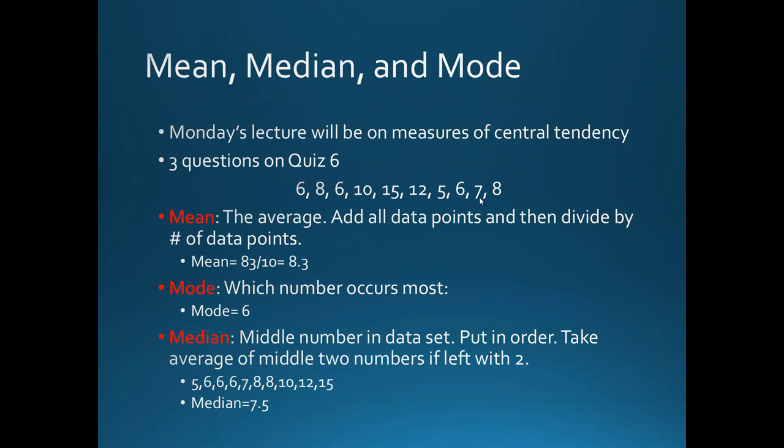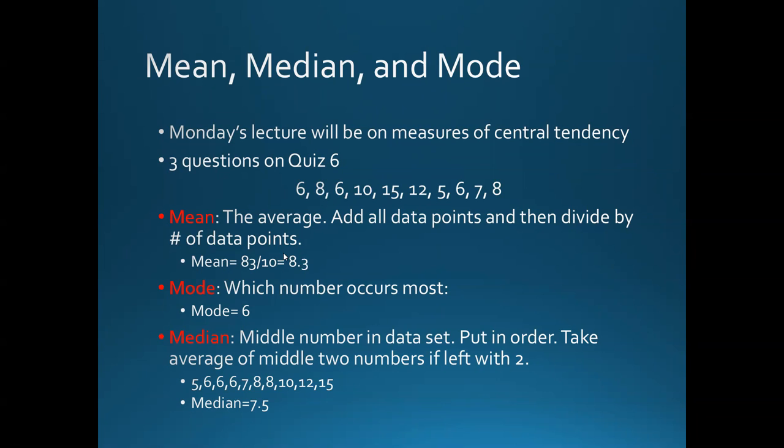So the mean is the average. How to find the mean? Well, you just add up all the data points and then divide by the number of data points there are. So for these 10 numbers that I have here, the mean would be 83 divided by 10, because there's 10 numbers. 83 is just me adding them all up, and the mean is 8.3.